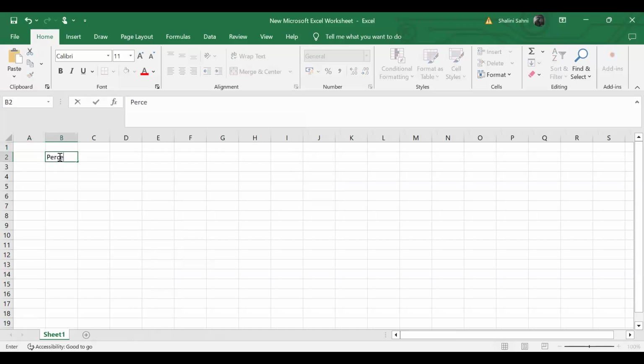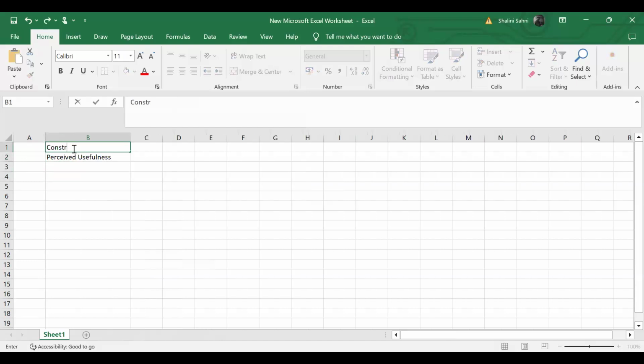I'll just take you to the Excel. Suppose I am making a scale of perceived usefulness, right? So this is my construct. So you write here construct. Then you write here authors, reference paper, and number of items and items, right?